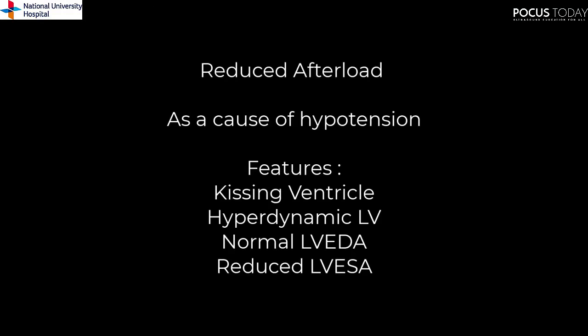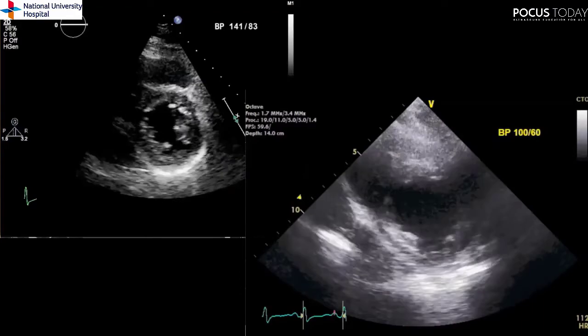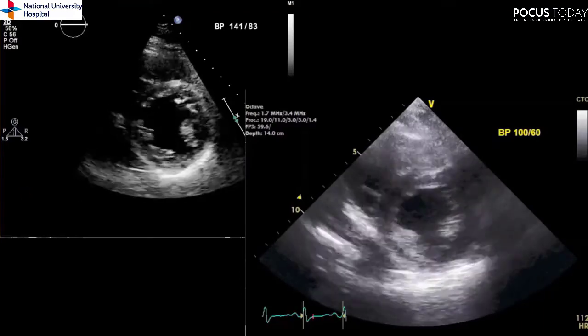We can now consider reduced afterload as a cause of hypotension. The common causes of decreased afterload include distributive shock such as sepsis and anaphylaxis. In conditions of reduced afterload, the key echo features include kissing ventricle and a hyperdynamic LV. The left ventricular diastolic volume is normal while the LV end systolic volume is reduced, causing the ventricular walls to meet in systole. An example is shown here.